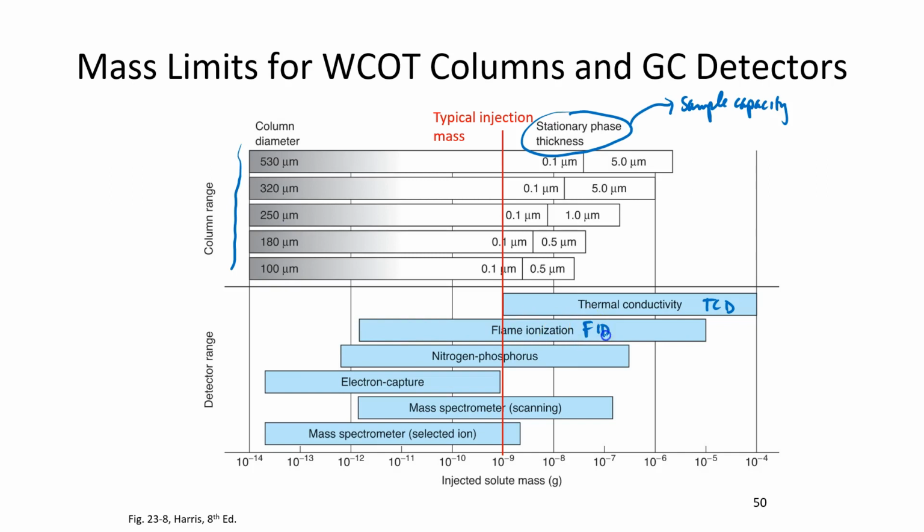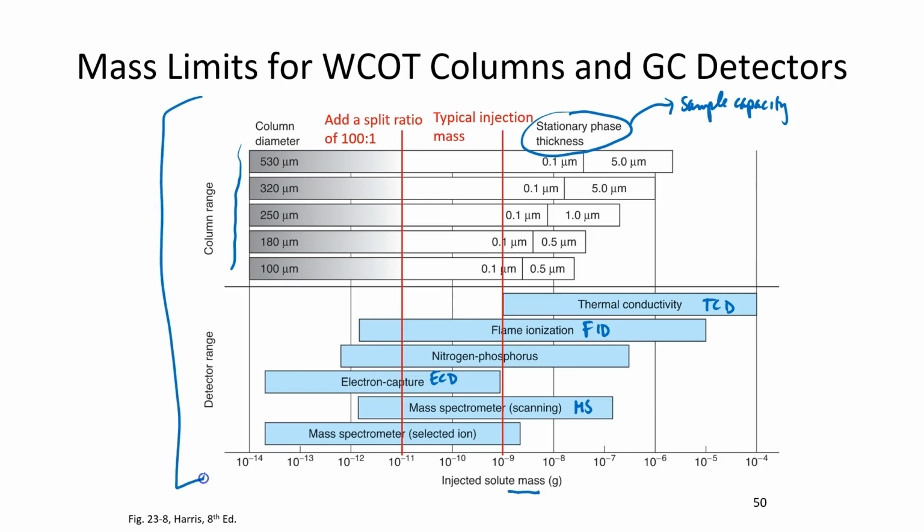The FID will work. The ECD detector will not respond to something as big as a nanogram, but the mass spec will. Now, if we were to dilute our mass injected maybe by a factor of 100, that would in fact move us into the range where the electron capture detector worked. So again, I really like how this figure summarizes some of the things that we talked about related to columns and detectors. That's it for this video.